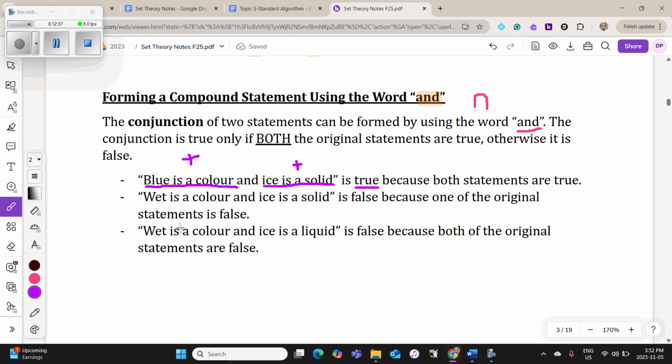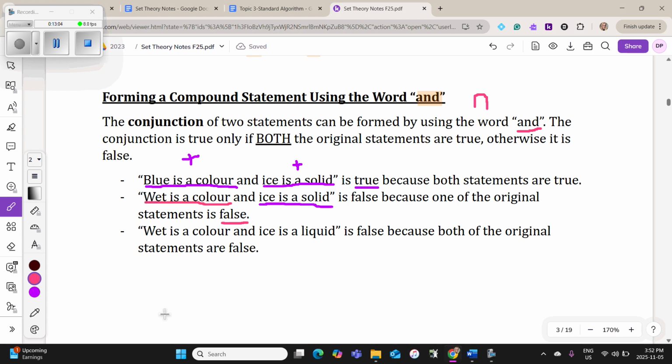The next one says that wet is a color. Now that is false, so I will underline it in pink. So wet is a color and ice is a solid. So ice is a solid, that's still true. But because one of them is false, the whole statement is now going to be false.